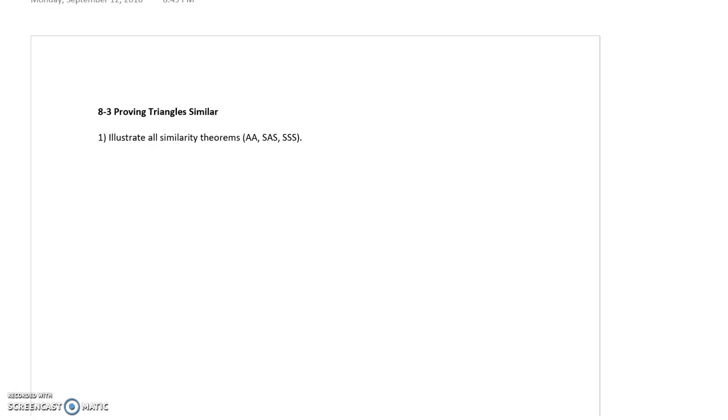Lesson 8-3 is about proving whether triangles are similar. Don't let the word prove freak you out or make you think it's hard. It's not.